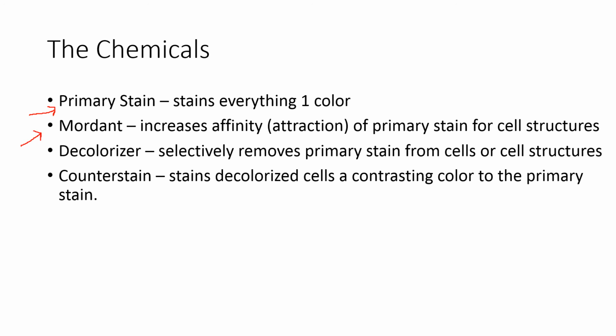The third component or chemical is a decolorizer. The decolorizer selectively removes the primary stain from cells or specific cellular structures. The last component is a counterstain. So counterstains stain decolorized cells a contrasting color to the primary stain, so we can distinguish those structures that were decolorized from those structures that weren't.